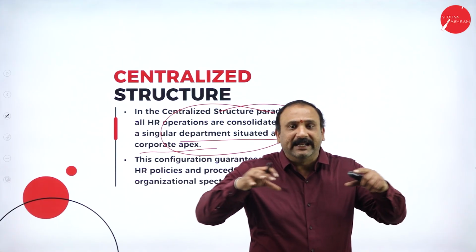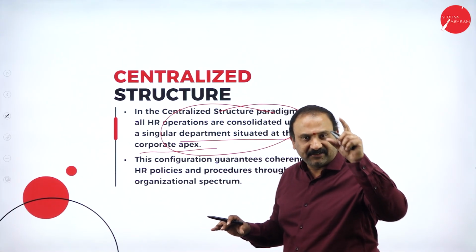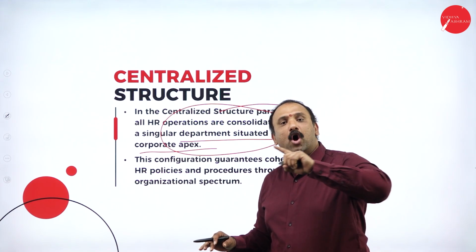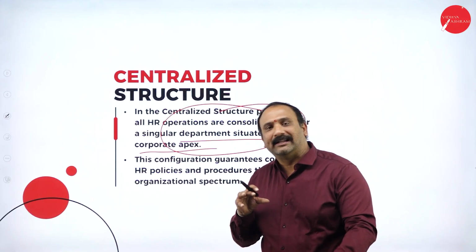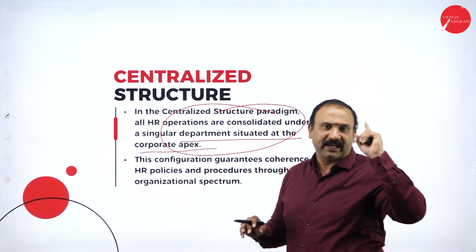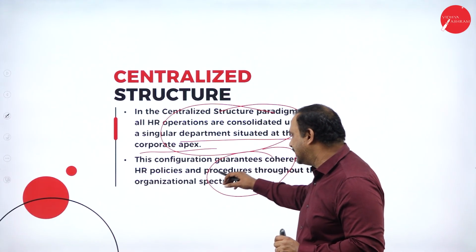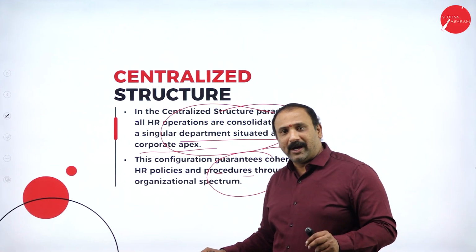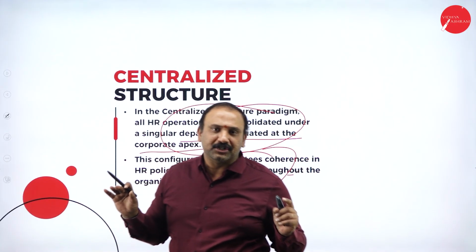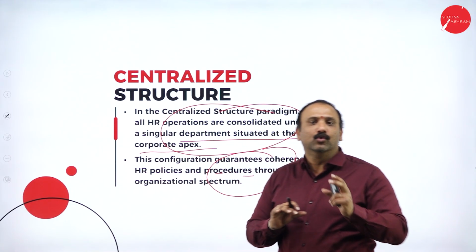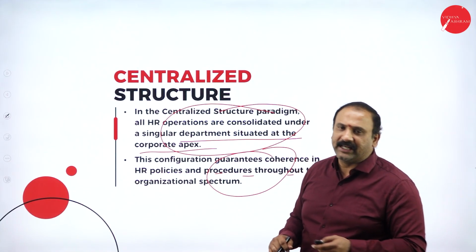They will completely coordinate and take over the HR activities and the centralized process, which means that one-stop decision is taken there and you don't have any rights to do so at a branch level. Everything will be taken at the head office level. This configuration guarantees coherence in HR policies and procedures throughout. Why? Because one single input goes out as an output for all the branches, and you are not going to argue or comment against it. It is going to be a uniform way of passing on the information.